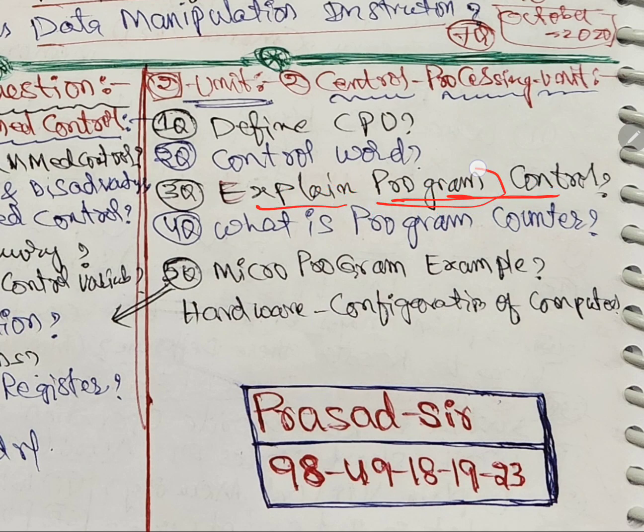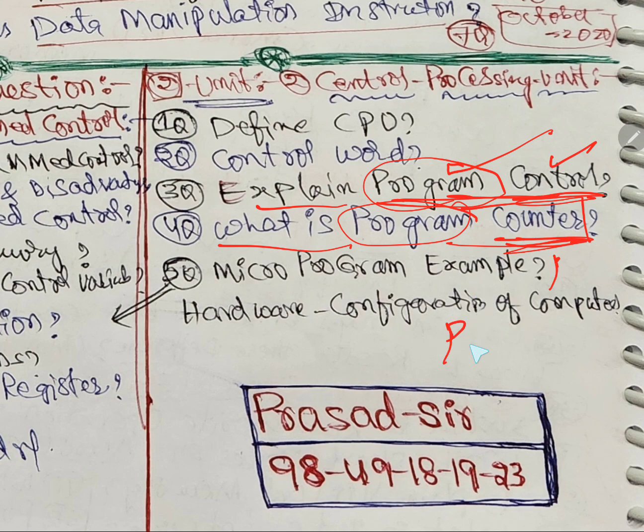Then explain the program counter. This is one more confusion here: program counter and program control. Here it is control, it is counter. Program counter is a special type of register. This one, program counter, it will count just like a bank employee.